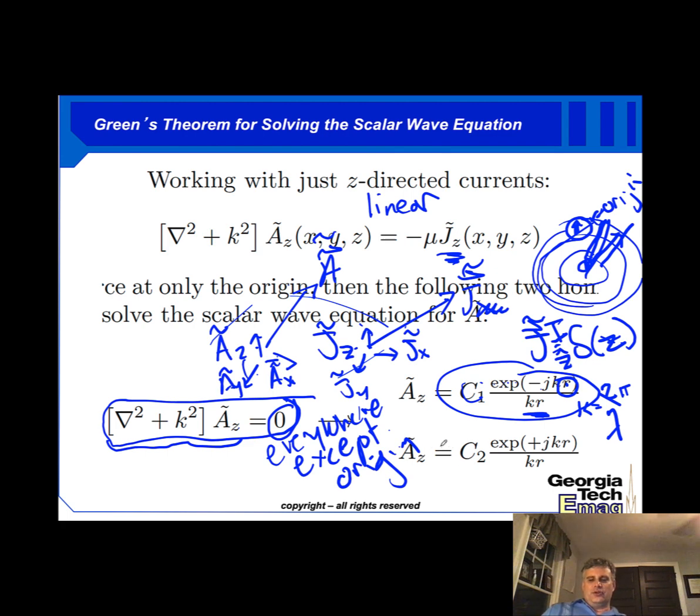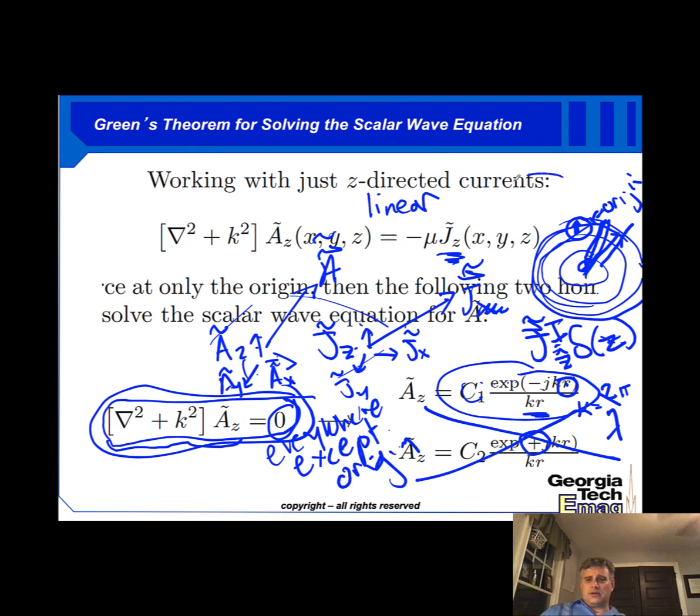There's a second solution that is almost identical to that, except the sign is reversed, and that basically is a collapsing wave. A wave that starts off in infinity and collapses to a point. These are the two complementary solutions with different constants that you could add in different proportionalities and solve this equation. Now, we don't care about this second solution because it's a non-physical solution.